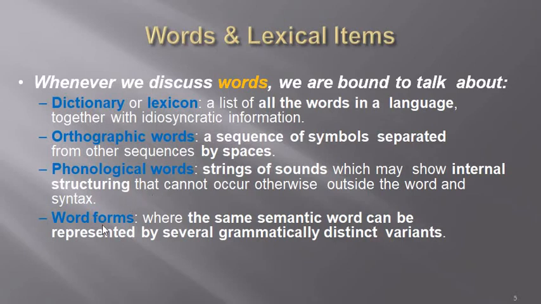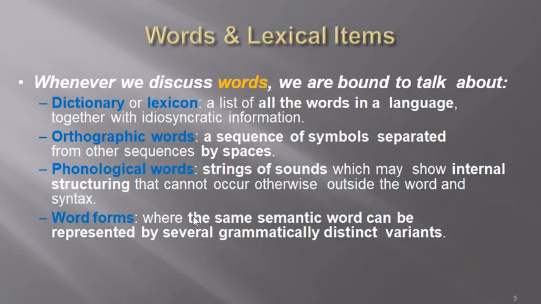And word forms, where the same semantic word can be represented by several grammatically distinct variants. This is called the word forms. For example, when we talk about walk, walks, or walking, this is basically the class of the words. All verbs are in one form of the word.